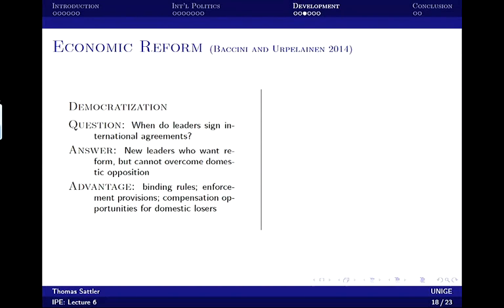So if we want to summarize Baccini and Urpelainen in very simple terms, what is the dependent variable here? What's the causal mechanism, the story that they're telling? Well, they say if there's a new leader, it's more likely to have a preferential trade agreement. So now the preferential trade agreement is a dependent variable, and the new leader is the independent variable.